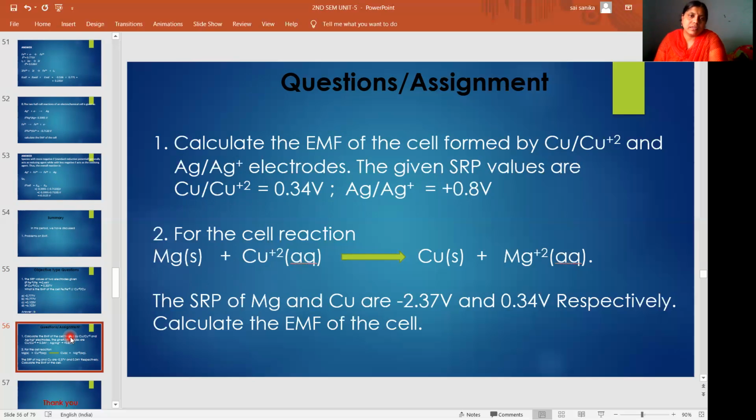Okay, then go to the next question, for the cell reaction. Mg plus Cu+2 aqueous gives rise to Cu plus Mg+2 aqueous. The SRP of magnesium and copper are minus 2.37 volts and 0.34 volts respectively. Calculate the EMF of the cell. See, here cell representation is not given, cell reaction is given.